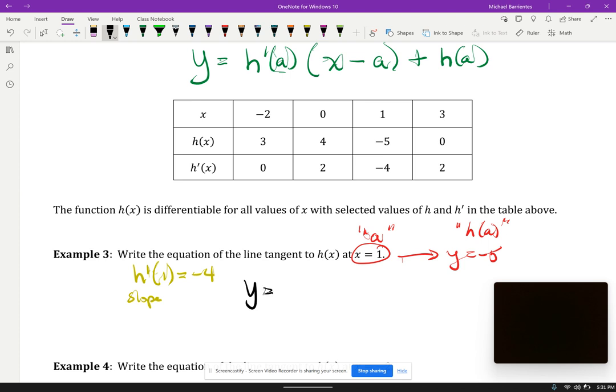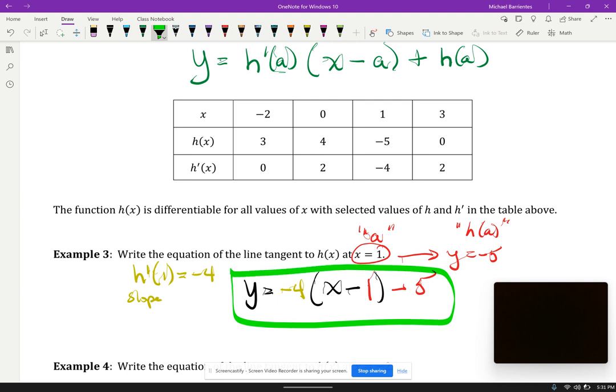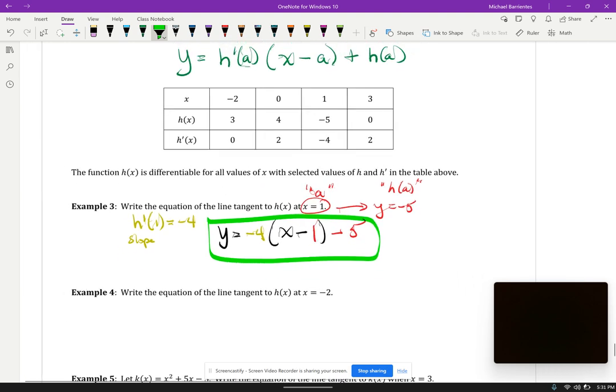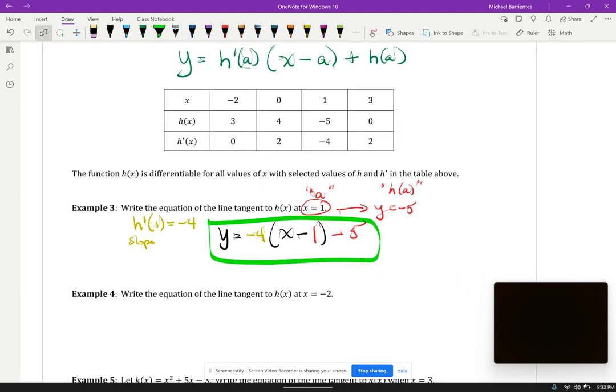Y equals the slope of the tangent line, which is the derivative value, times x minus my a value, my input, 1, plus my y value, or my h of a value, which is negative 5. I guess I could write this as minus 5. And right there is my equation of the line tangent to this particular function, which is not given to us in equation form. It's given to us in table form at the point where x equals 1. Not so bad.